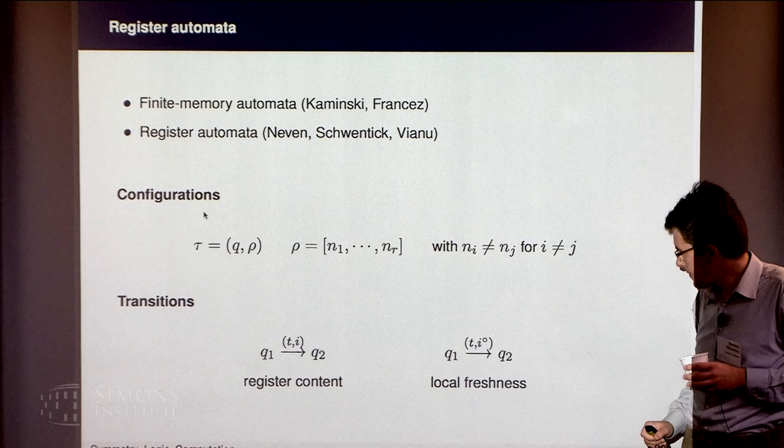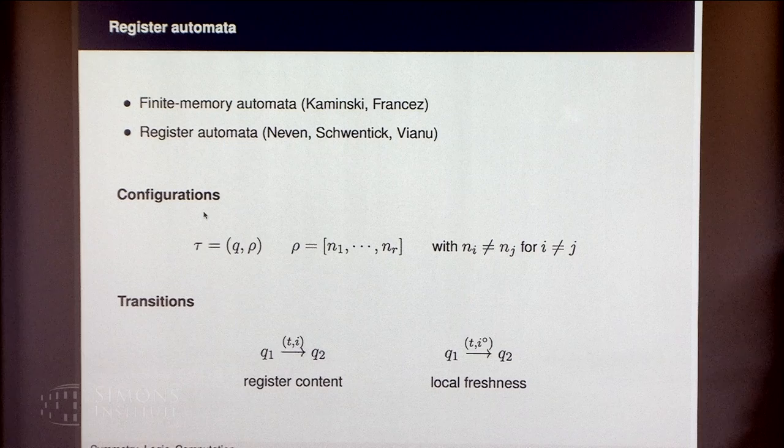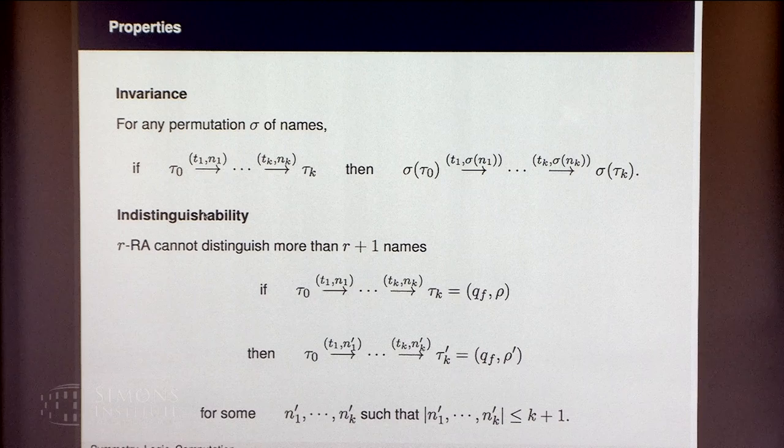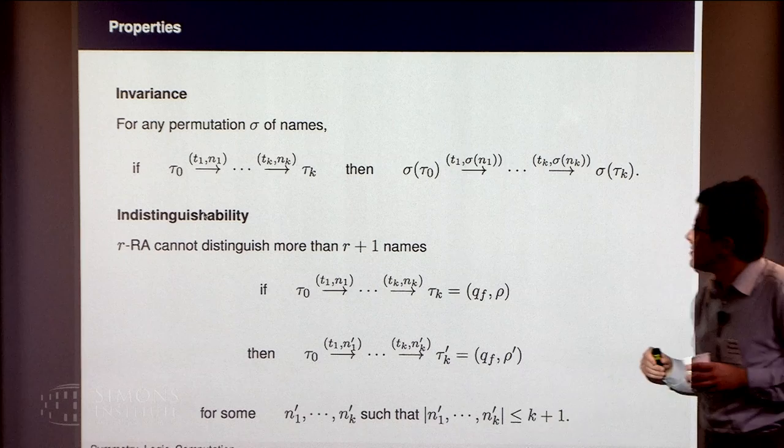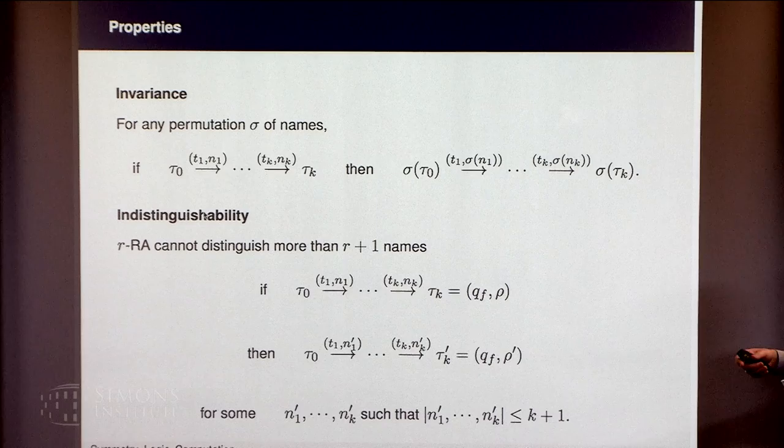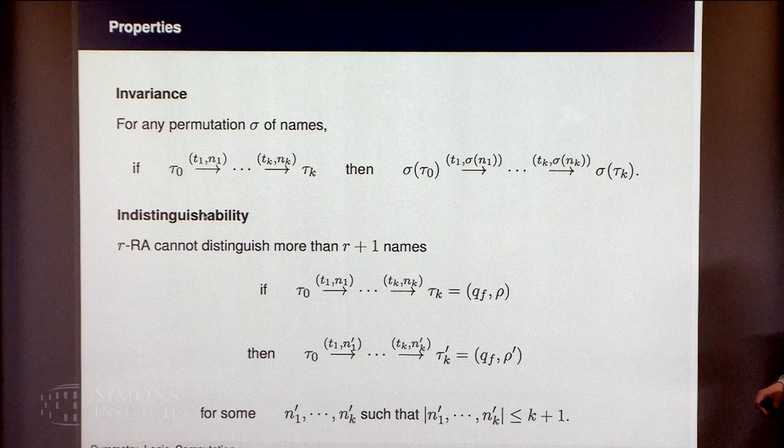But let me skip this feature in my talk, because actually the complexity theoretic results are the same if we add global freshness to the picture. Okay, so these models are based on names, and they have some nice properties related to symmetry and invariance. First of all, if we have a run, then if we take a permutation on names, a permutation on this infinite set of elements, we can construct another run. So runs are invariant.